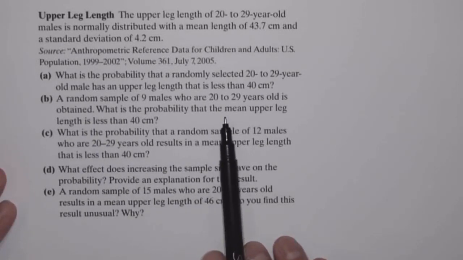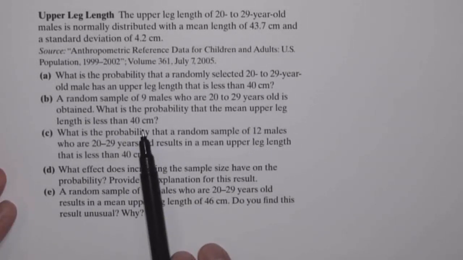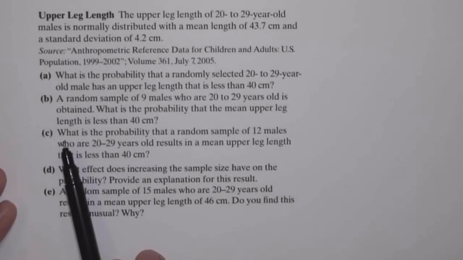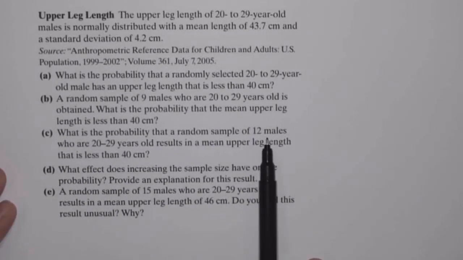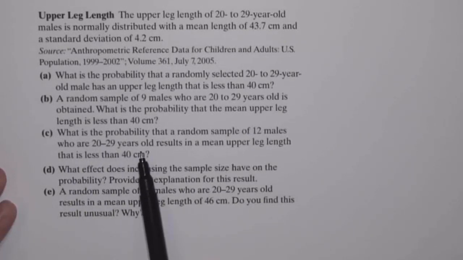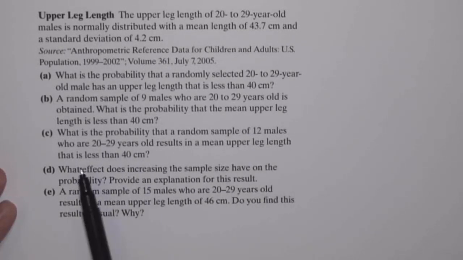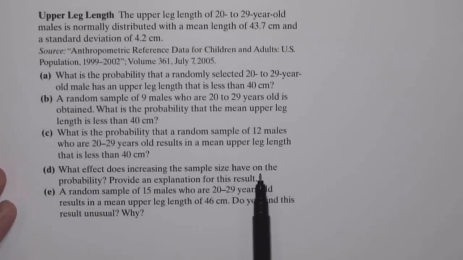What is the probability that the mean upper leg length is less than 40 centimeters? C. What is the probability that a random sample of 12 males who are 20 to 29 years old results in a mean upper leg length that is less than 40 centimeters? D. What effect does increasing the sample size have on the probability? Provide an explanation for this result. And E. A random sample of 15 males who are 20 to 29 years old results in a mean upper leg length of 46 centimeters. Do you find this result unusual, and why?